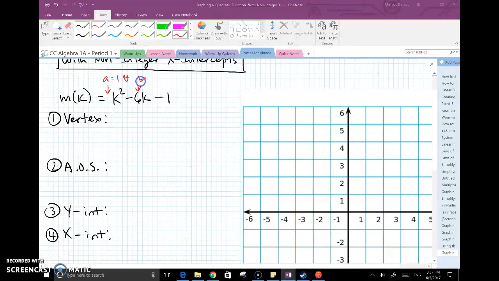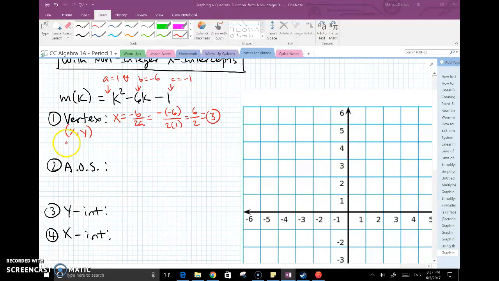My b value would be the -6, and my c value would be the -1. So with that, I go ahead and jump into the vertex. My vertex will be given to me by x is equal to -b over 2a. This gives me only the x-coordinate of the vertex, which is actually an ordered pair, x comma y. So by substituting what I know about a and b, I get the following. This will be -6 over 2 times 1, which, when simplified, becomes 6 over 2, which is 3.